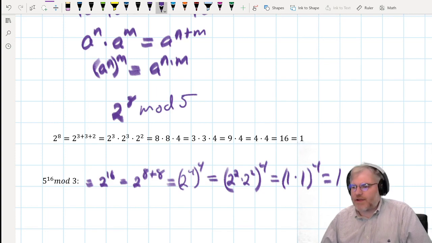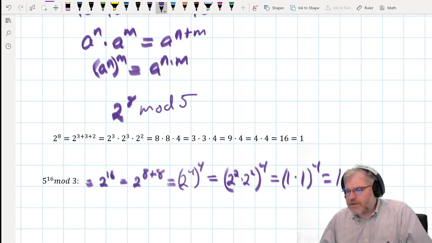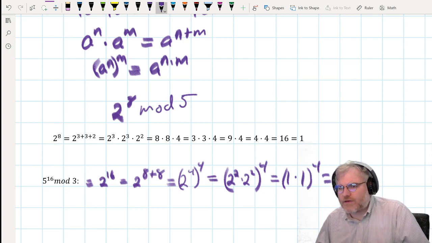So the question is, can you do 5 squared and do that 8 times? No, that's fine. You could do a bunch of other things. You get 1 times 1 because 2 squared mod 3 gives you 1. Yes. So the way I got to 1 was I did 2 squared.